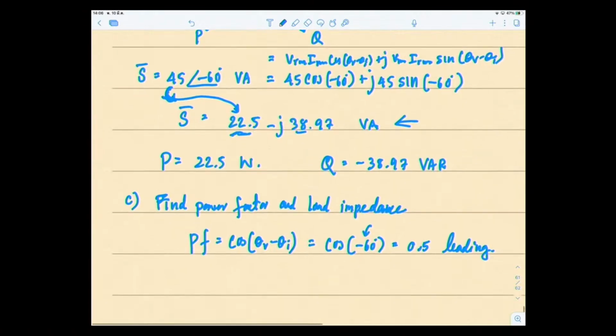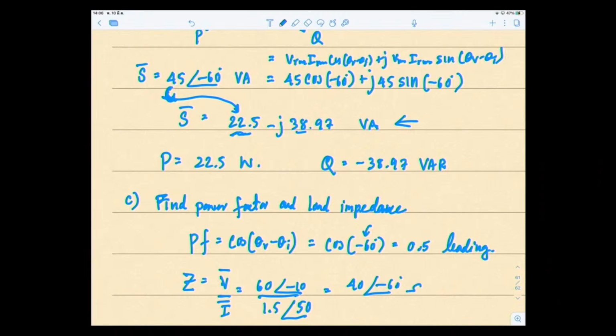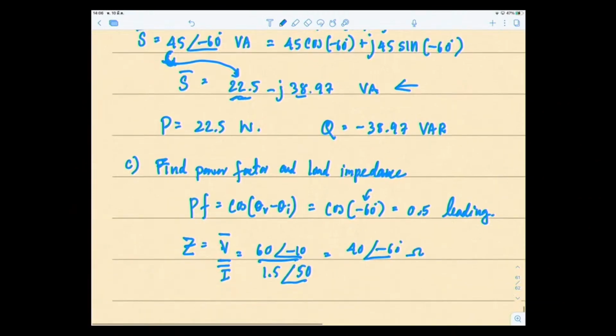Okay, and the value of the impedance Z is nothing but phasor V over phasor I, so equal to 60 angle minus 10 over 1.5 angle 50, so equal to 40 angle minus 60 degree ohms. Or if you convert it into rectangular form, you will get 20 minus j34.64 ohms. So that's the answer.